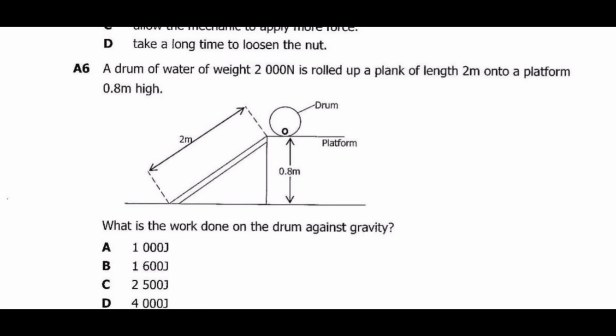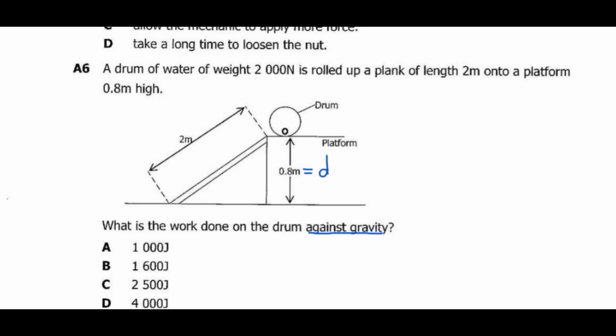A drum of water of weight 2000 newtons is rolled up a plank of length 2 meters onto a platform 0.8 meters high. Then the question is, what is the work done on the drum against gravity? Whenever there is this condition against gravity, the distance that you are going to use is this distance, which is perpendicular. So do not use the slanting distance whenever you are told against gravity.